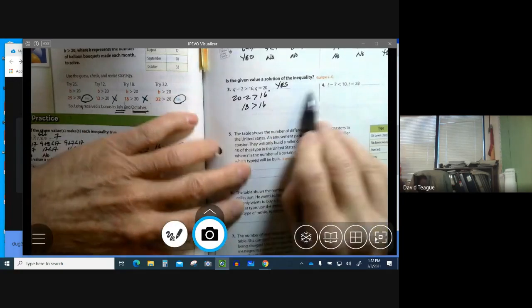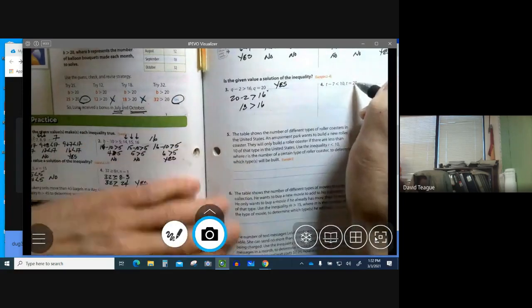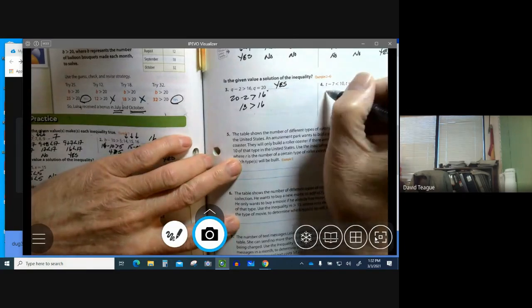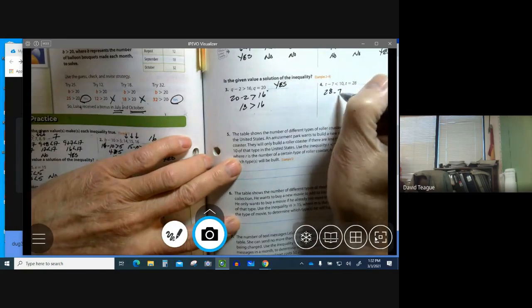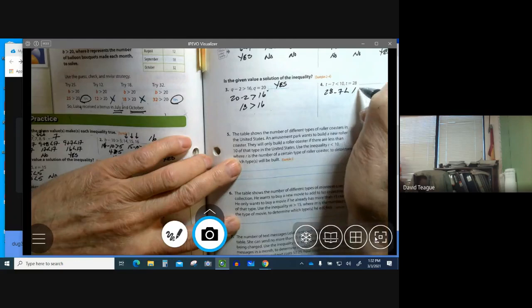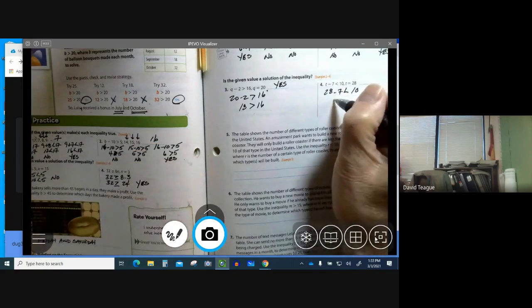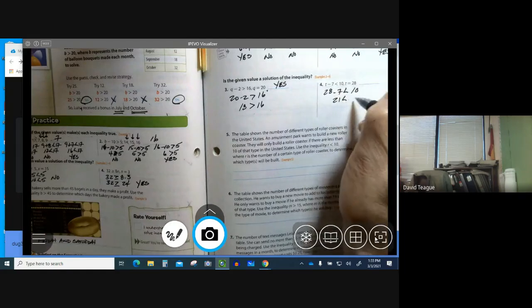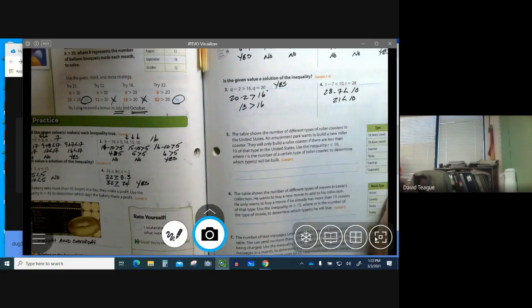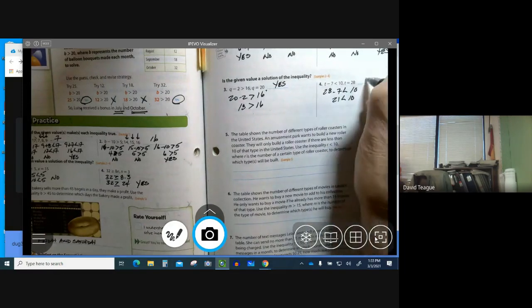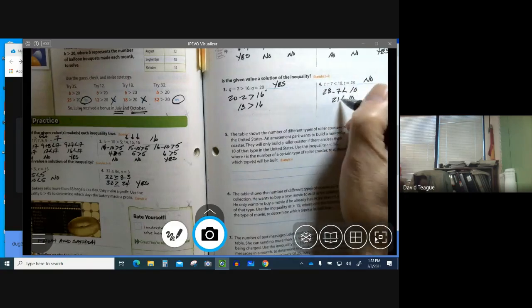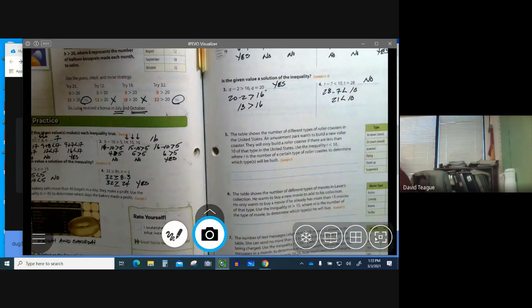Okay, so let's look at number 4. Now we have T. We're going to substitute 28 where T is. So we're going to put 28 minus 7 is less than 10. 28 minus 7 is 21. 21 less than 10. Is that a true statement? No. 21 is not less than 10.